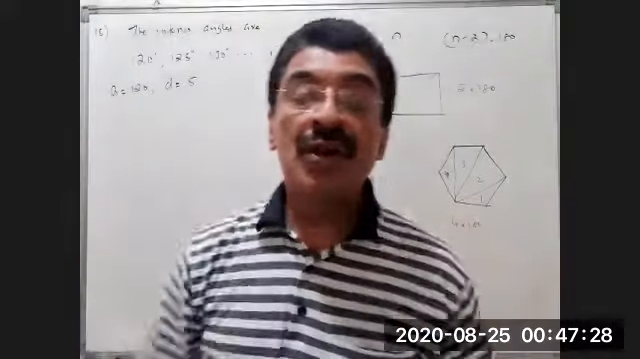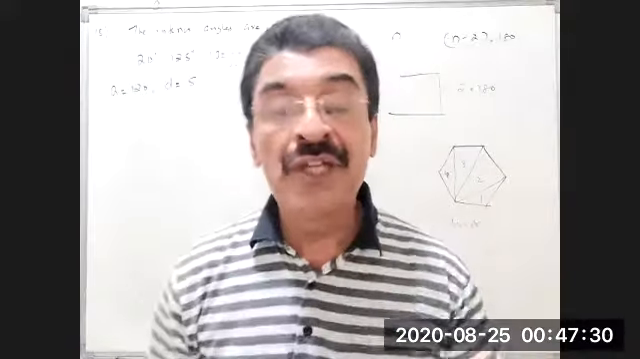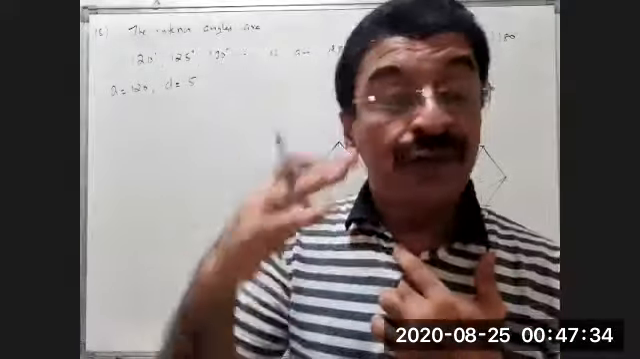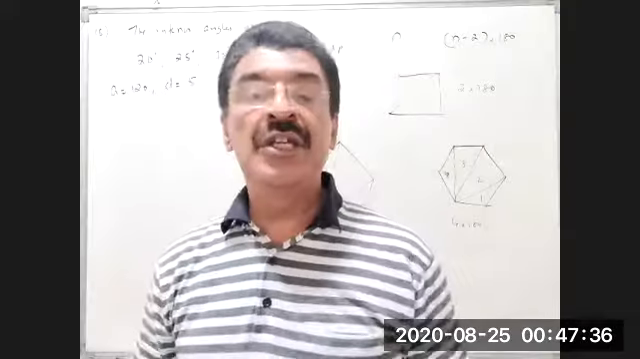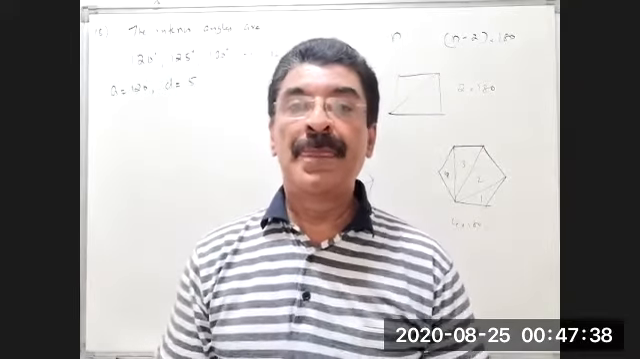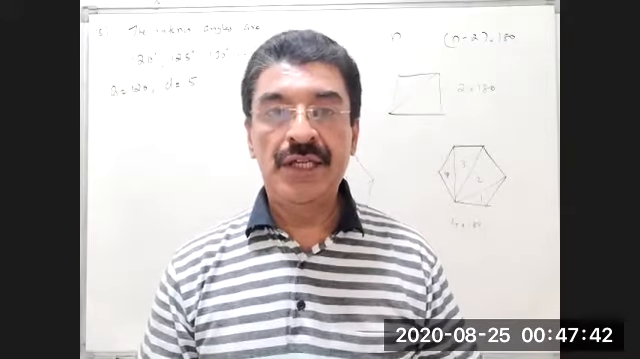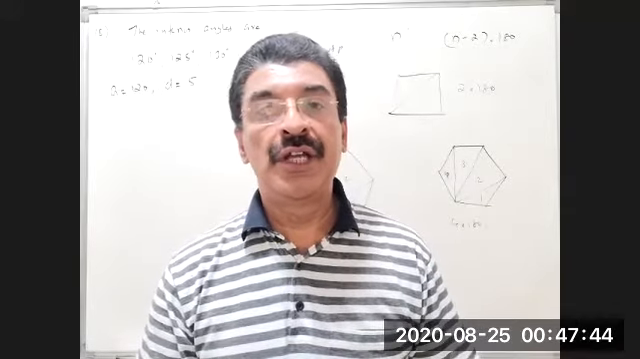So the sum of interior angles of any polygon is (n minus 2) into 180. (n minus 2) into 180.